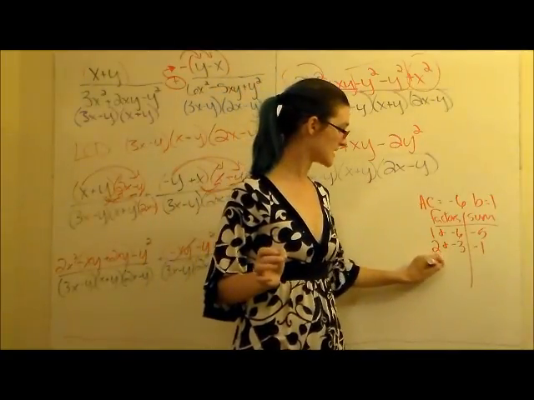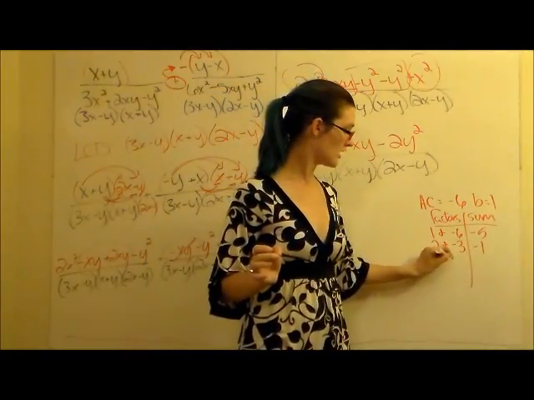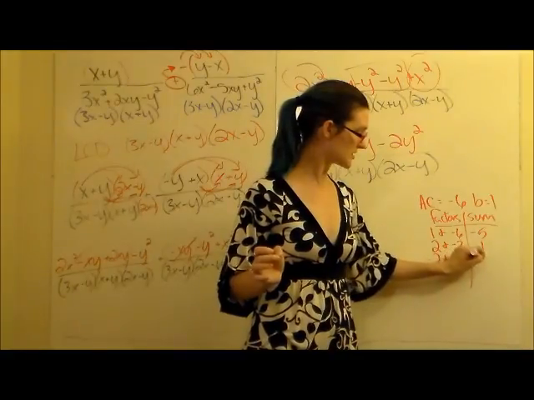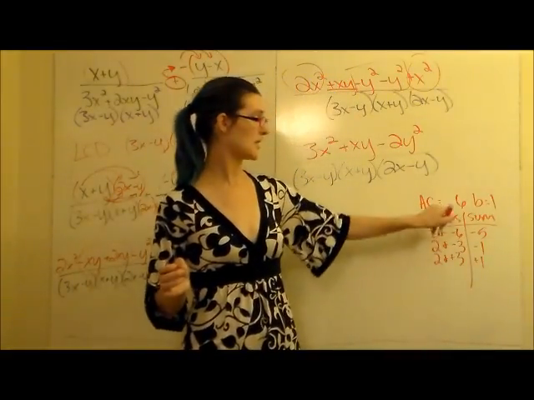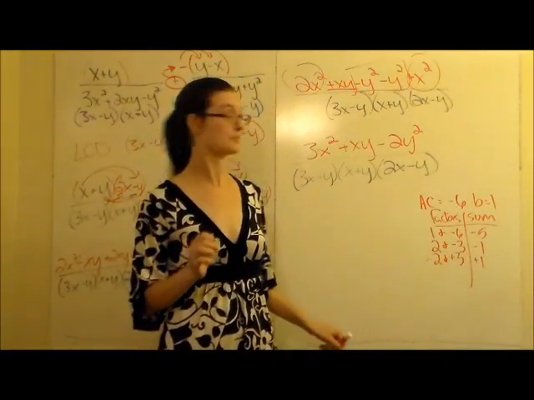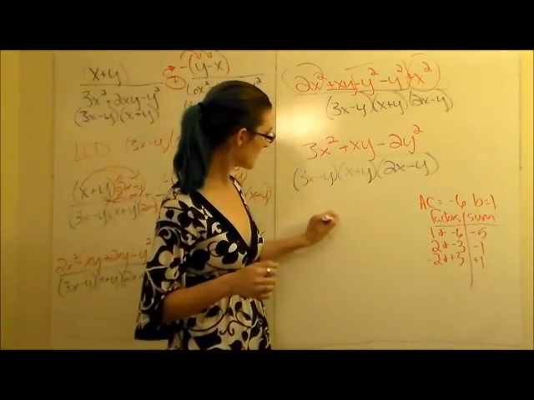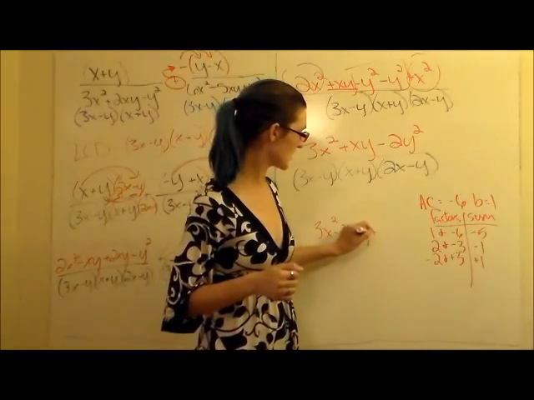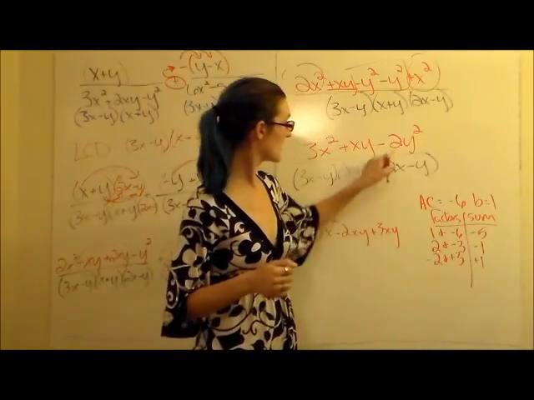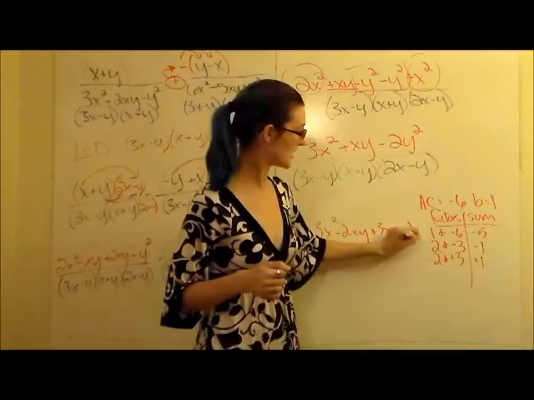So I'm going to change all my signs, negative 2, positive 3, add those together, I get positive 1, multiply, I'm still getting AC. So my new B, I'm going to have 3x squared plus 3xy. Leave my B, minus 2y squared.